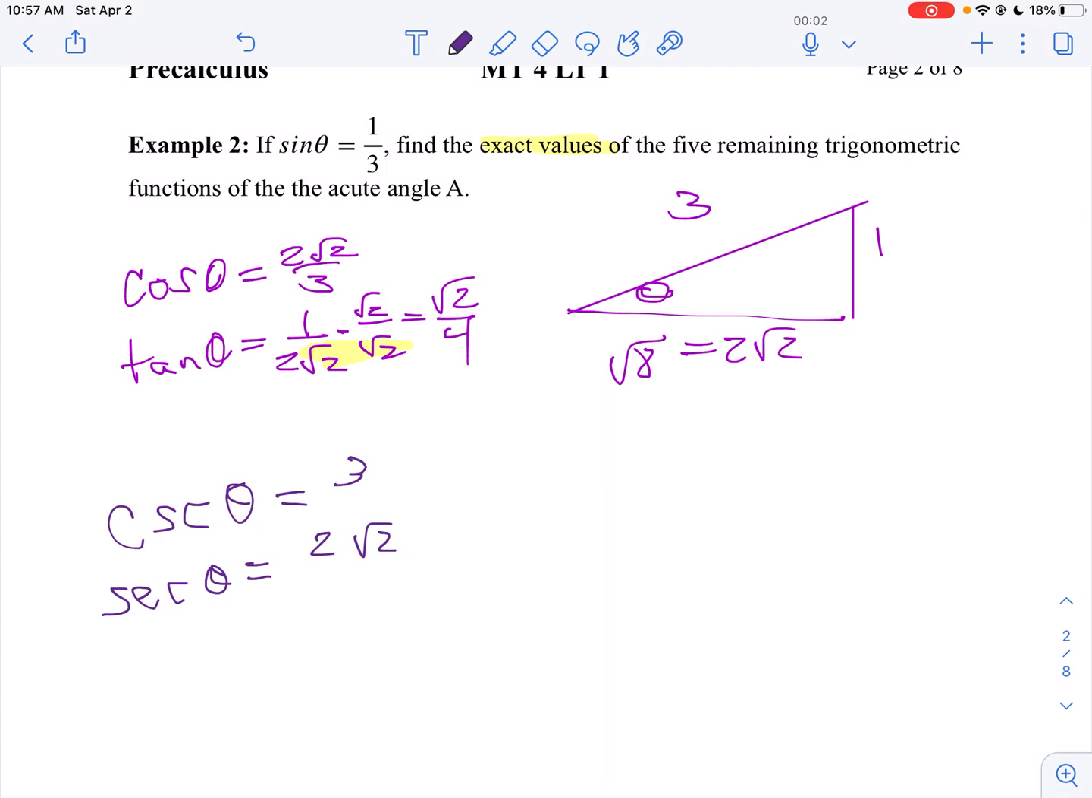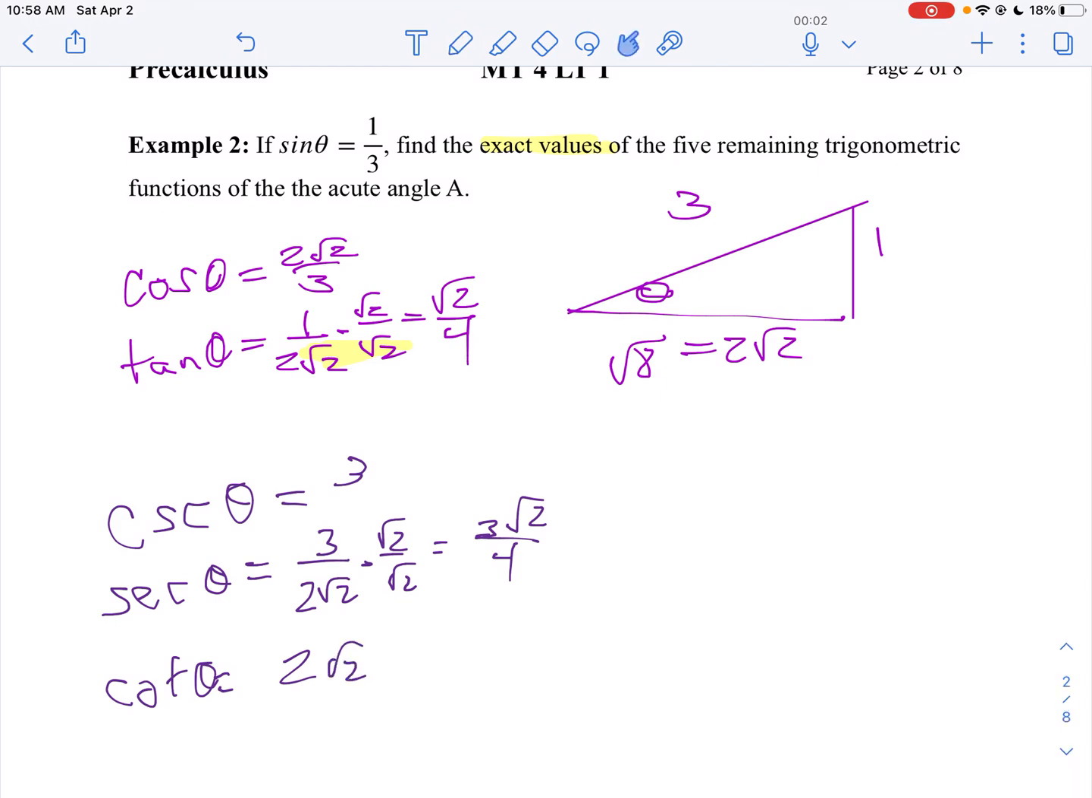Whoops. Wrong one. That's cotangent. Sorry. Let's back that up. It's going to be the reciprocal of cosine, which is 3 over 2 square roots of 2. So in other words, I'm going to get 3 square roots of 2 all over 4. The cotangent of theta is going to be the reciprocal of tangent, so I'm going to get 2 square roots of 2. And there's our problem.